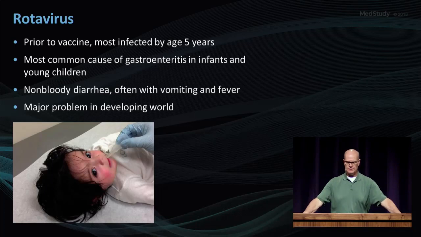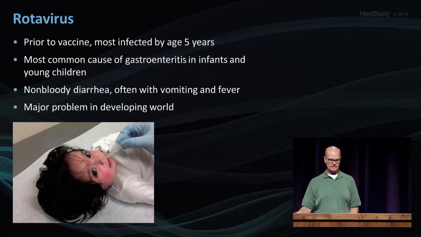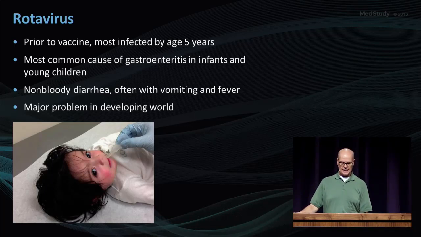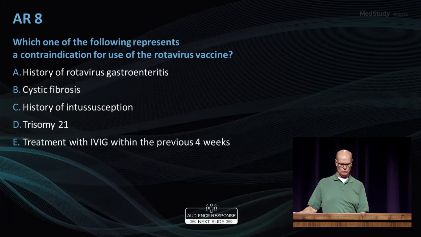Rotavirus, very common that children were infected by 5 years of age. Non-bloody diarrhea with vomiting preceding the diarrhea. That's a key to rotavirus. Remains a major problem in the developing world.